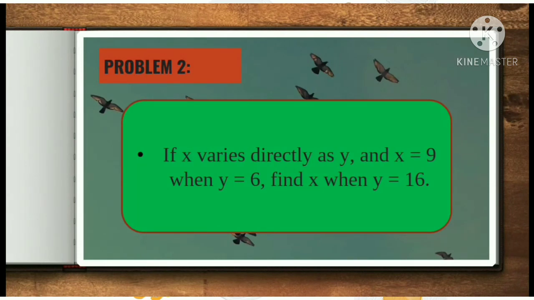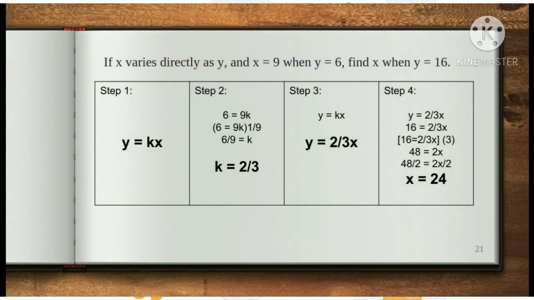Problem number 2. Let us consider this statement. If x varies directly as y and x equals 9 when y is equal to 6, find x when y is equal to 16. We can solve this using these steps. Step 1. We need to write the correct equation. Again, direct variation problems are solved using the equation y is equal to kx. So we will write here step 1, y is equal to kx.